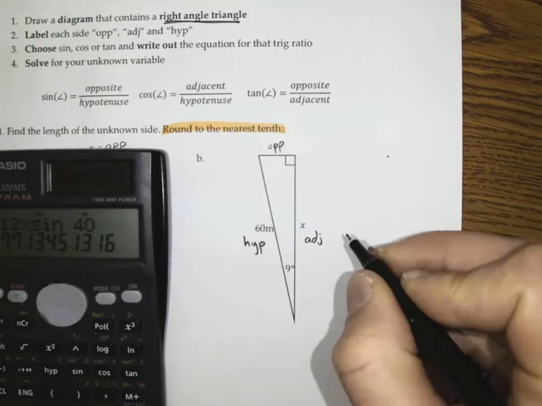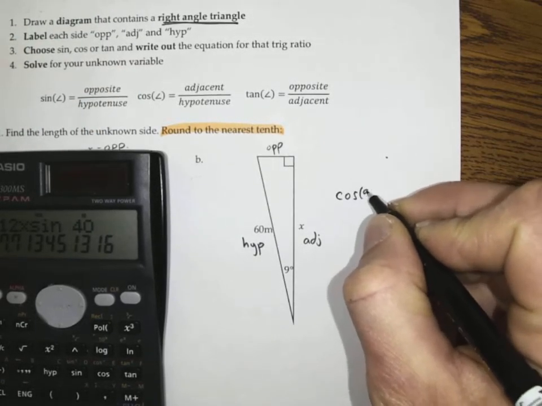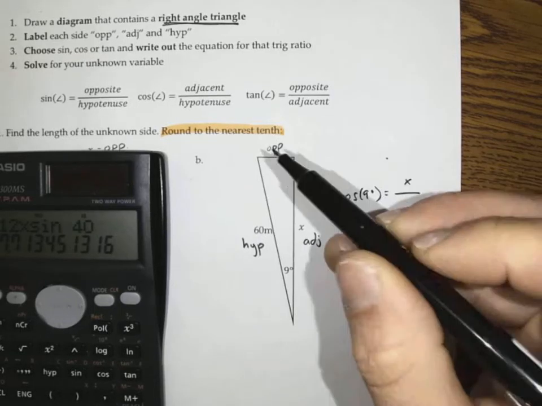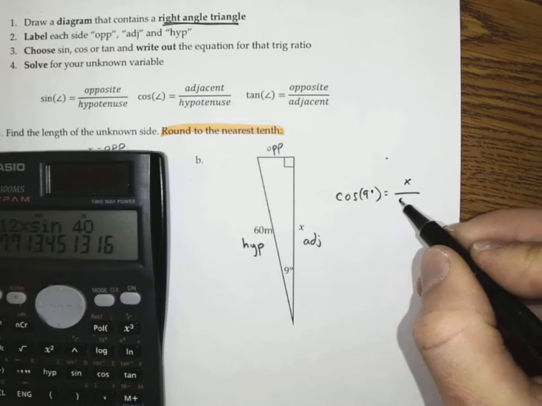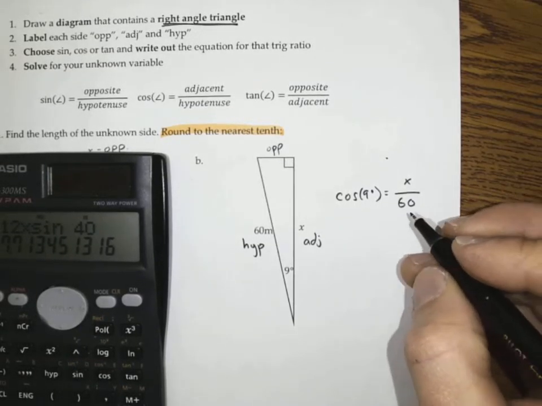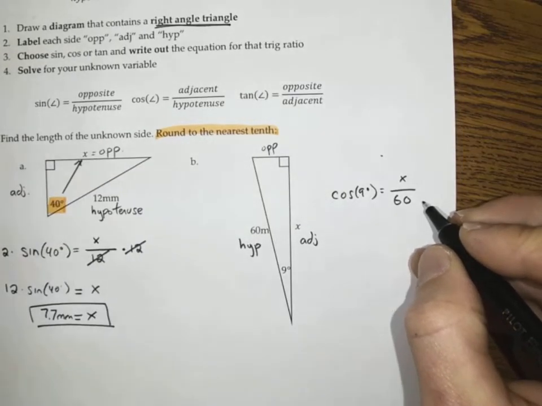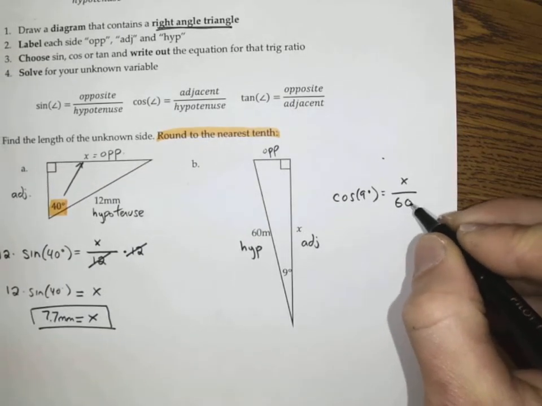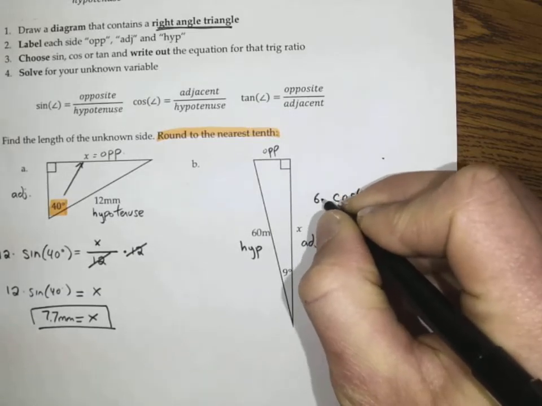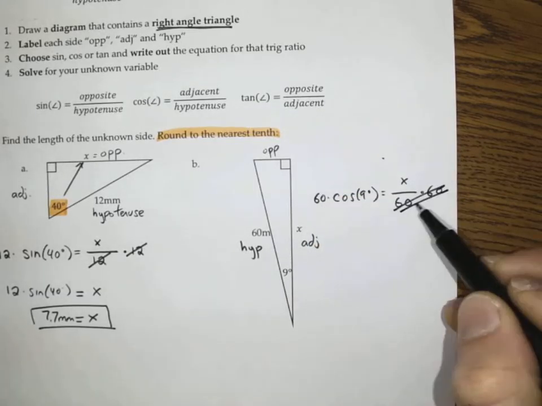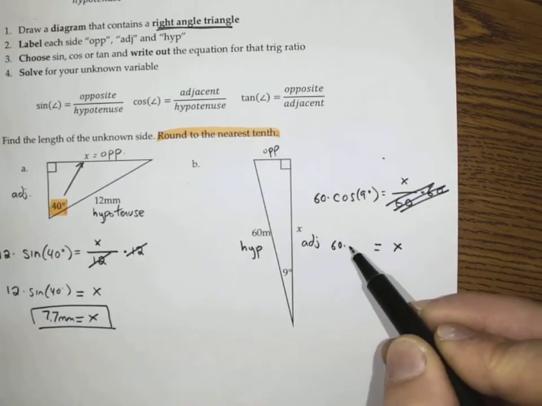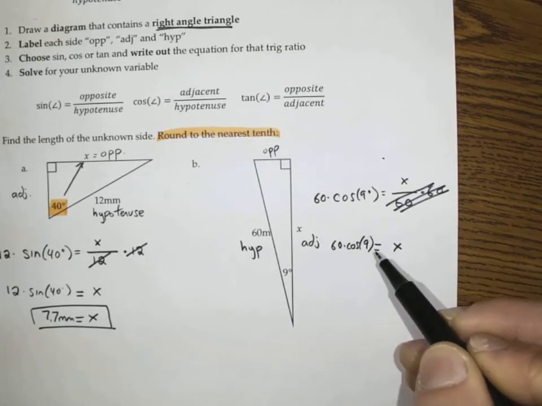Okay. So I'm going to write out that equation. Cosine 9 degrees is equal to my adjacent x over my hypotenuse, 60 meters. It looks like the exact same algebra question that we had before. Really, we just have x is being divided by something. This time it's 60. So I'm going to do the opposite. Multiply both sides by 60. That undoes 60. They cancel out, and I get x is 60 times cosine 9.